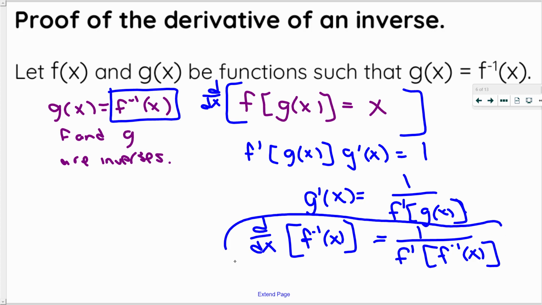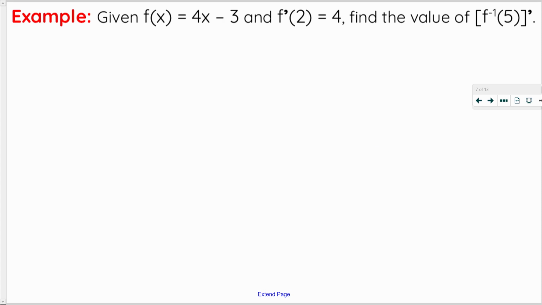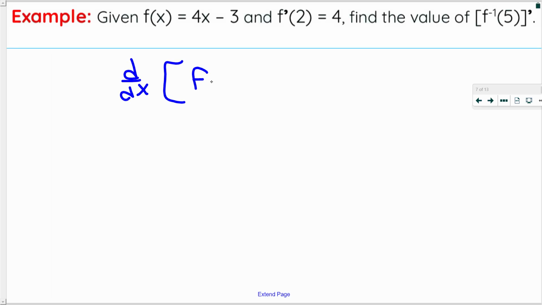So this is something that we definitely want to commit to memory, and we're going to use it throughout this lesson. Let's try some examples. So here I have f of x is equal to 4x minus 3, and f prime of 2 is equal to 4. I want to find the value of f inverse of 5 prime, which means derivative. Okay, so basically I want to find the derivative of f inverse of 5.